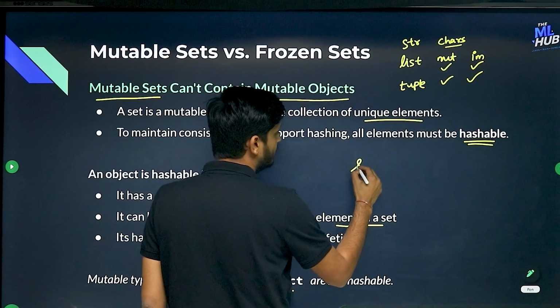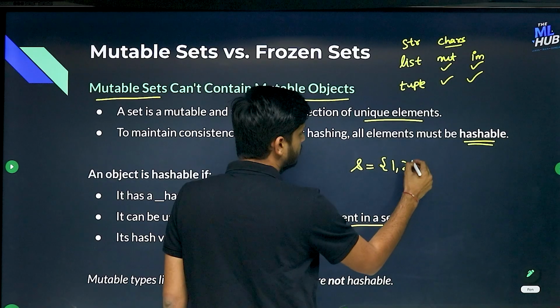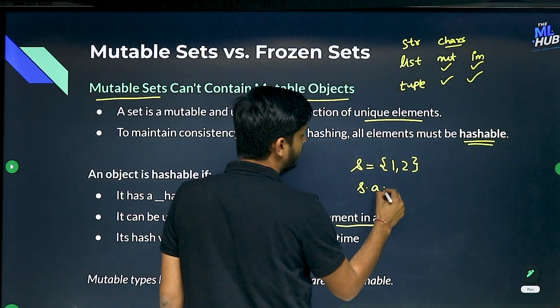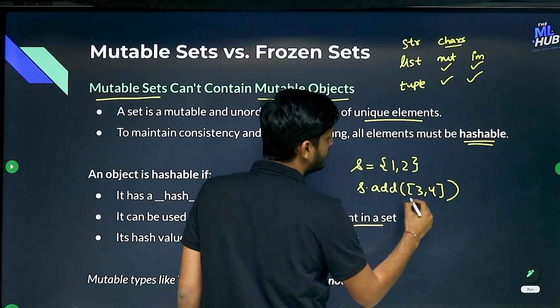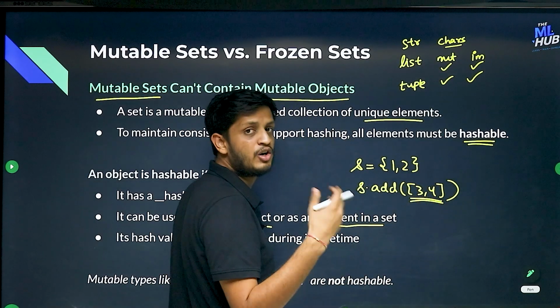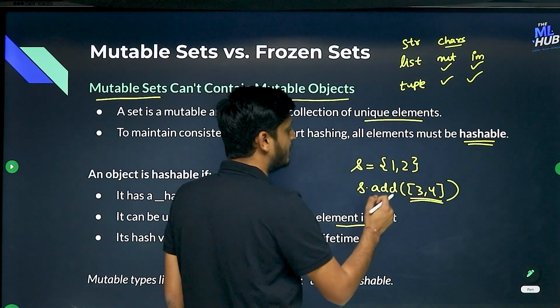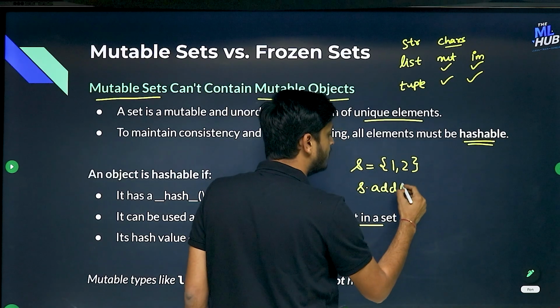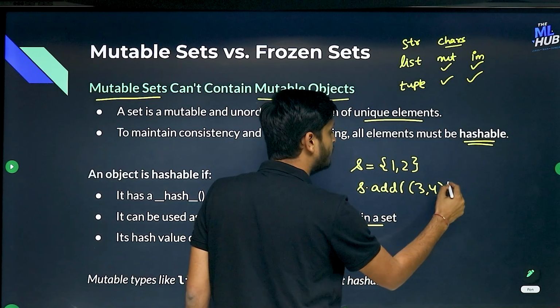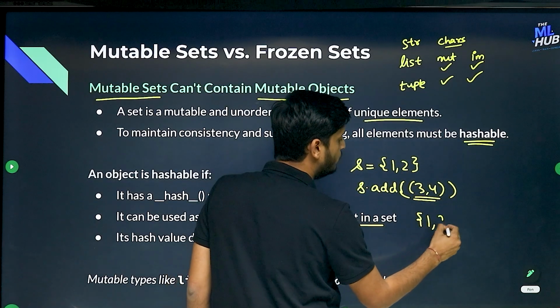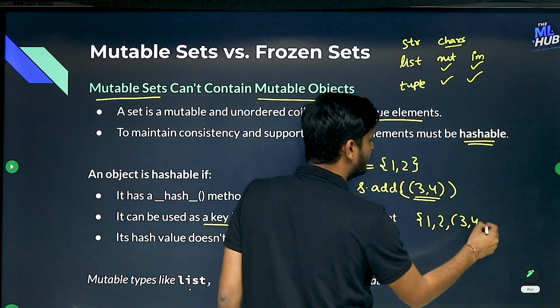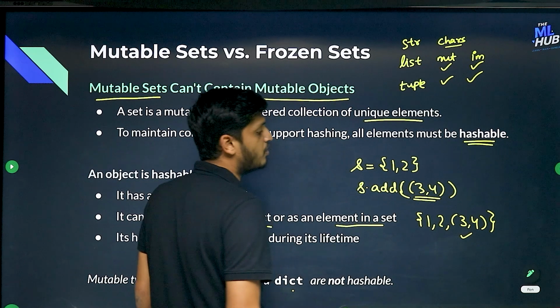If you have a set like this, you cannot say s.add a list containing 3 and 4, because the add function takes an element and this element cannot be a list. You cannot add a list inside a set, but you can add a tuple. You can have a tuple containing 3 and 4. You can add this. This is allowed. So now the set will contain 1, 2 and a tuple containing the elements 3 and 4. This is allowed. But a list is not allowed.